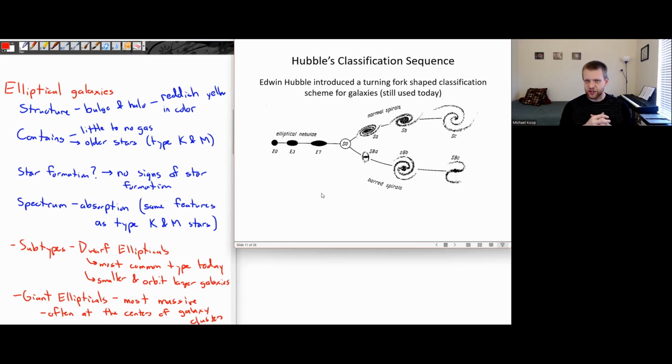Now, there is this classification scheme, Hubble's classification scheme. We're not going to worry about this one too much. Later on, we'll talk in more detail about some of Hubble's other discoveries. But there are classification schemes for elliptical galaxies, ordinary spiral galaxies, and barred spiral galaxies. Again, we're not going to spend too much time on this particular classification scheme.